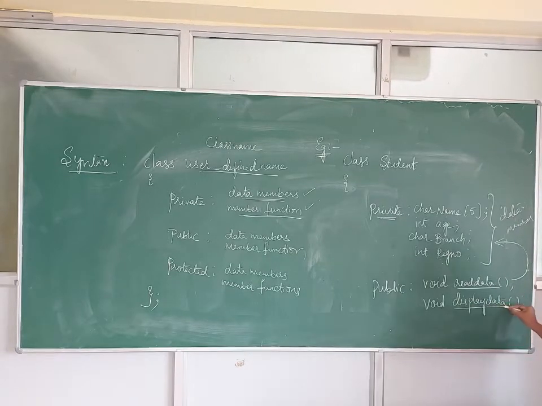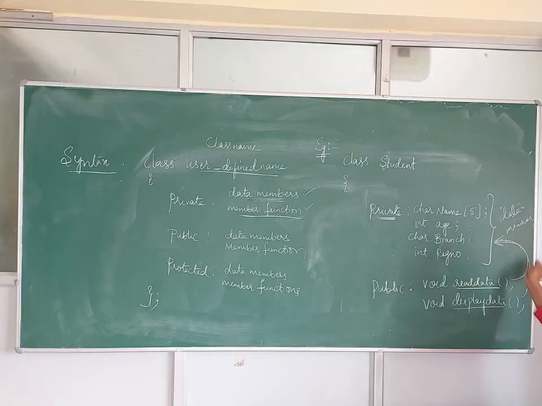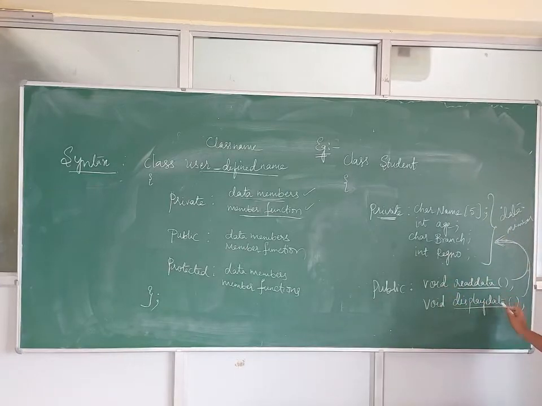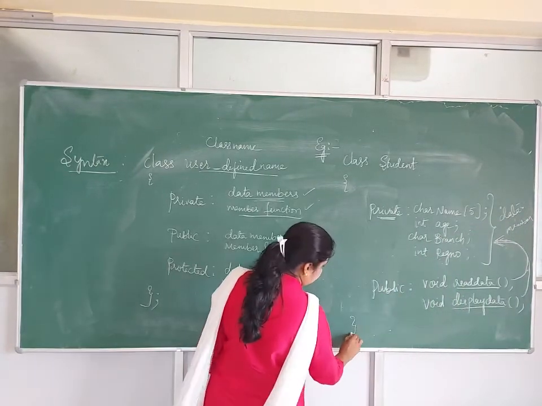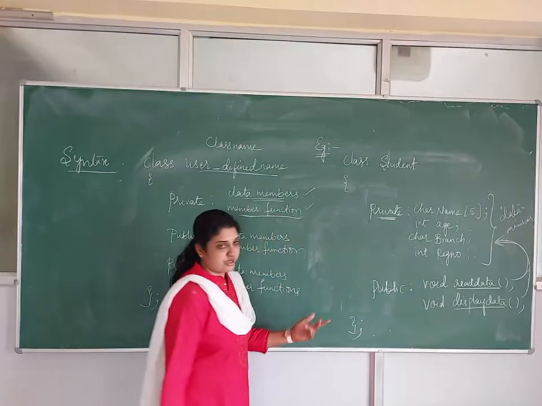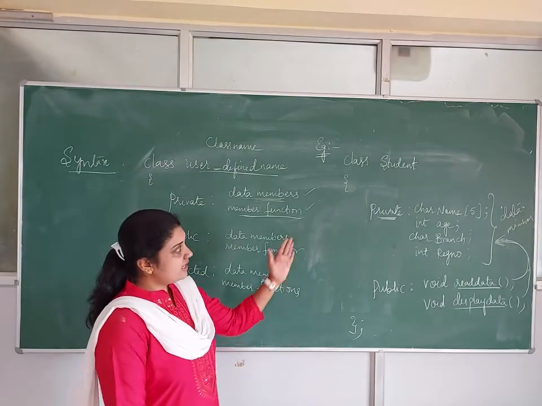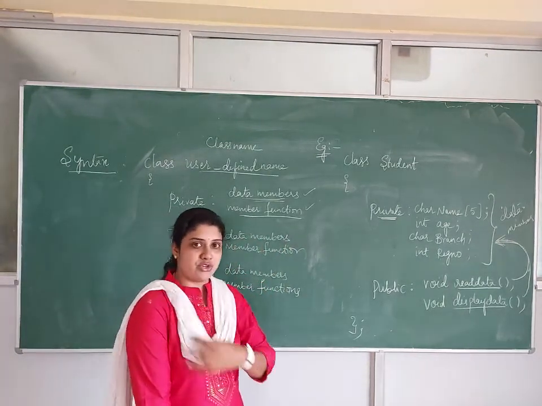Display data means it is going to display whatever the output is there in the data. So read data will read the data members, and display data will display the output. With the help of these member functions, we are accessing the data members. Then close the class, and always the class ends with a semicolon. So like this you are going to use your class.